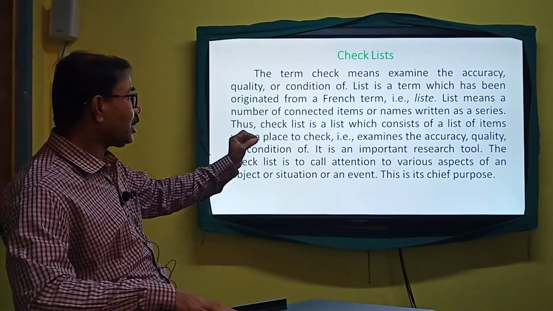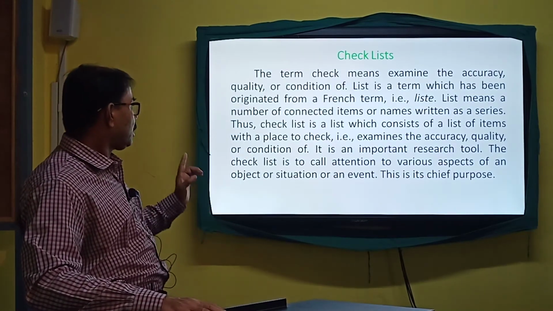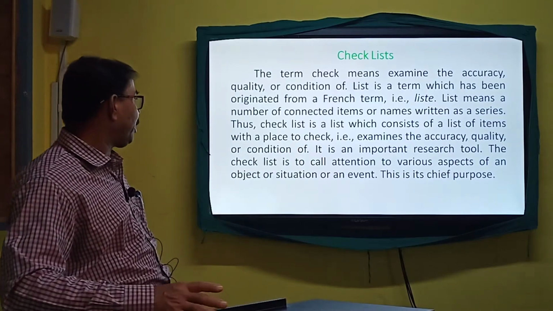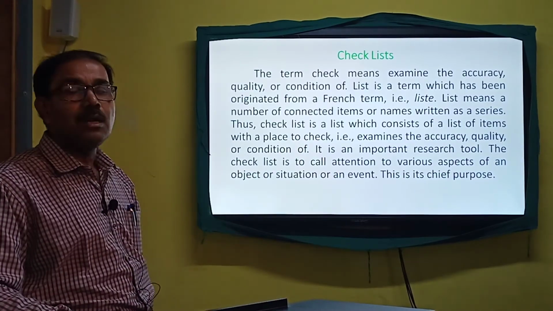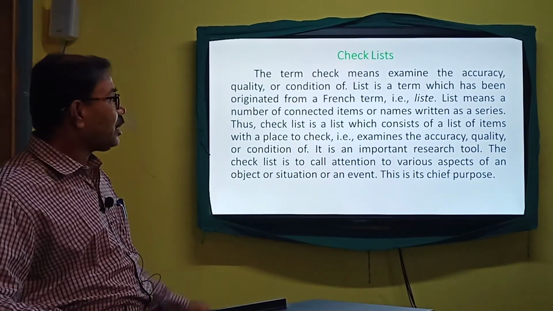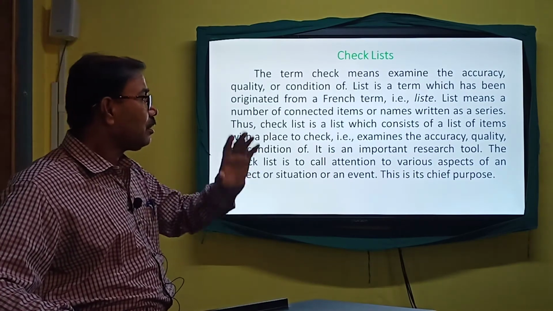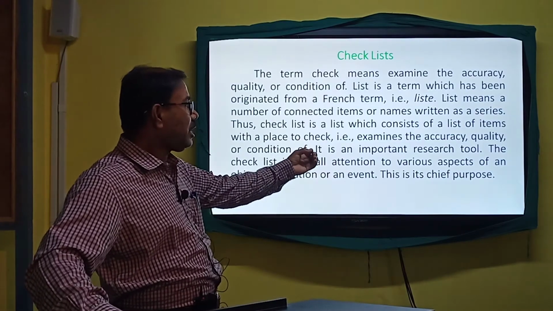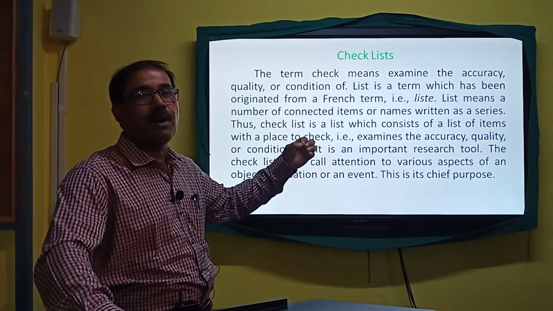It is an important research tool. The checklist is to collect attention to various aspects of an object or situation or an event. This is its primary purpose, or chief purpose, or main purpose.